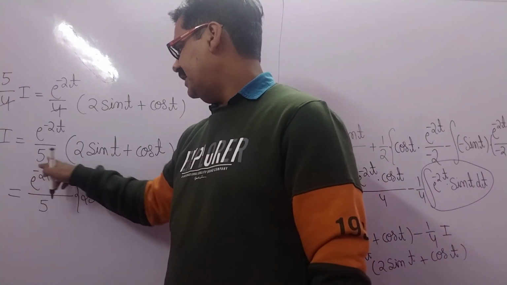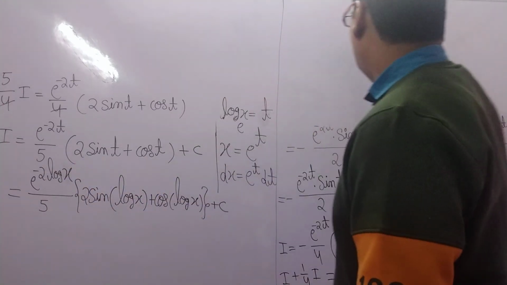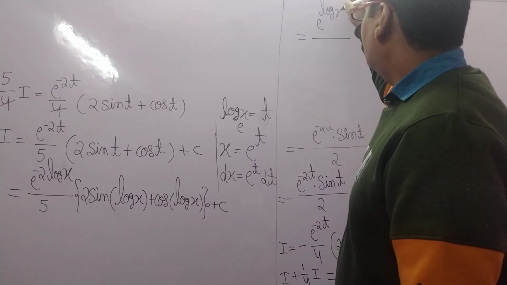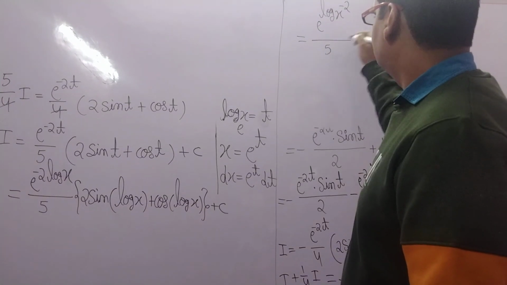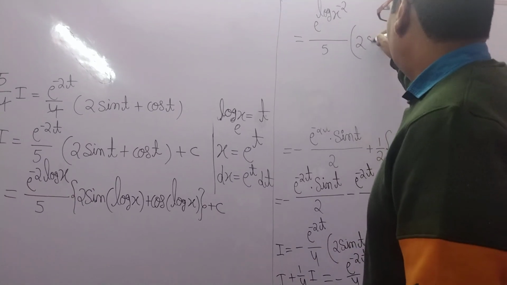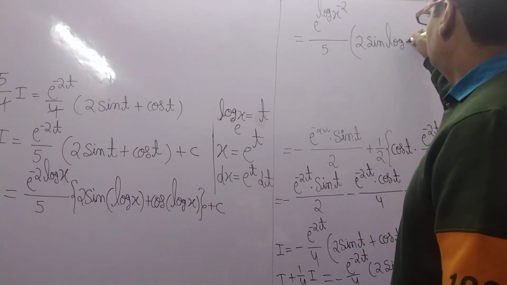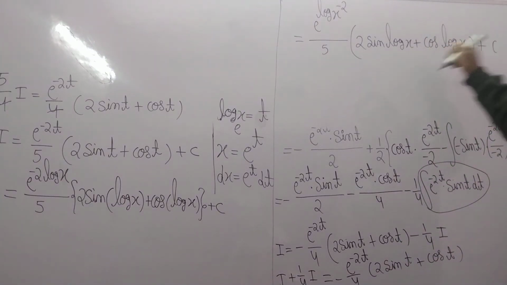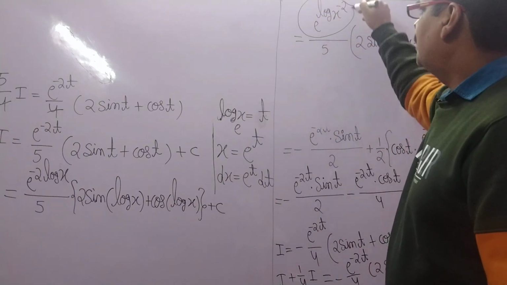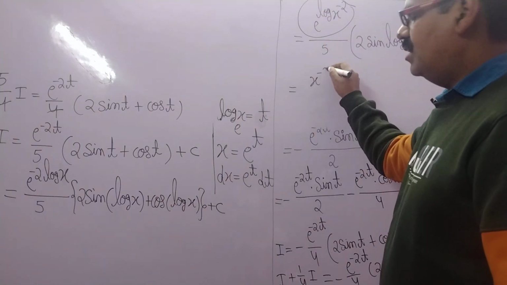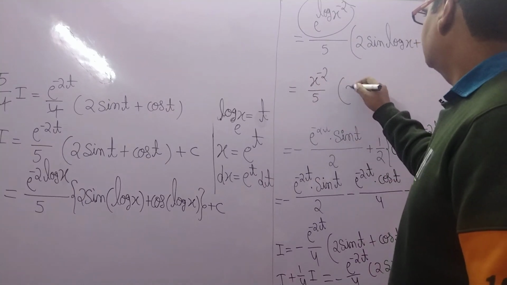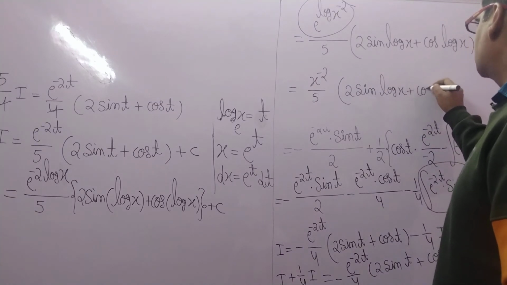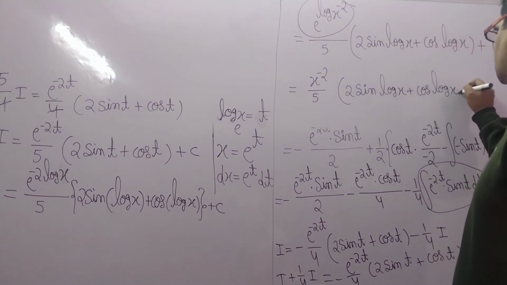Minus 2, we can take it to x as power, so it becomes e to power log x to power minus 2 by 5, and we can write it as 2 sin log x plus cos log x plus c. Now value of e to power log x to power minus 2 is x to power minus 2 upon 5, 2 sin log x plus cos log x plus c.